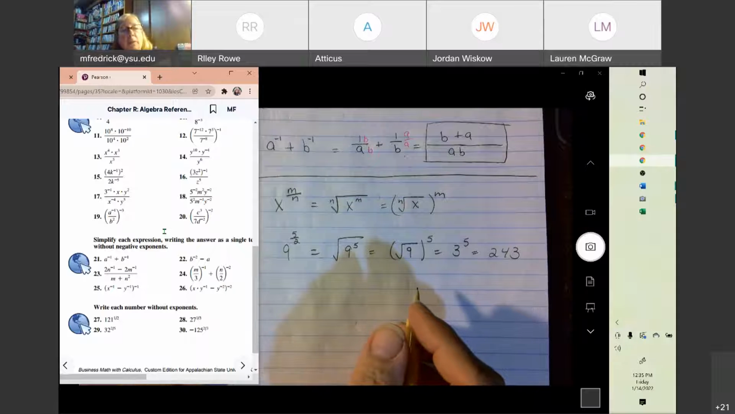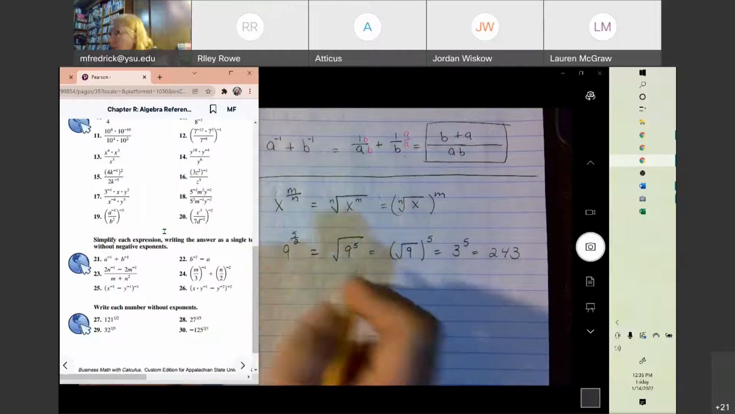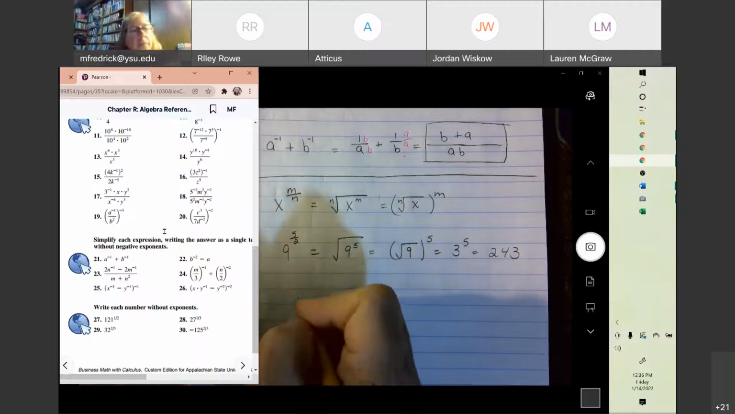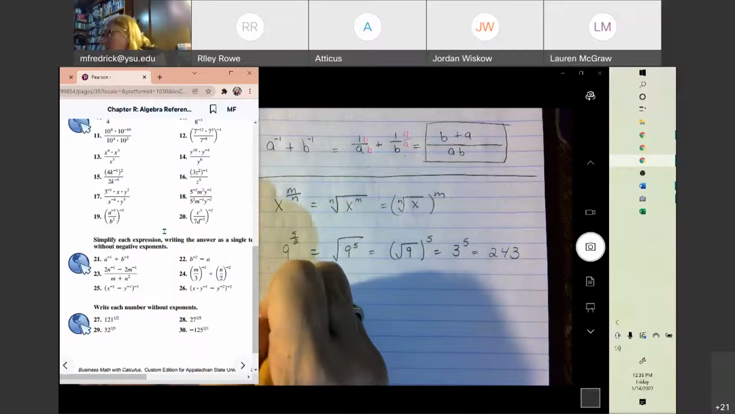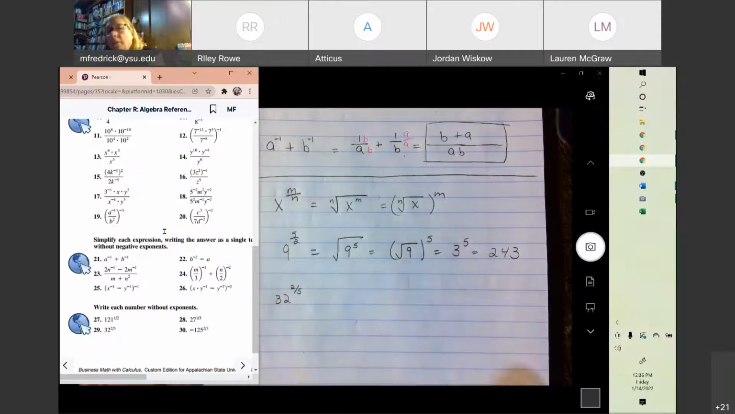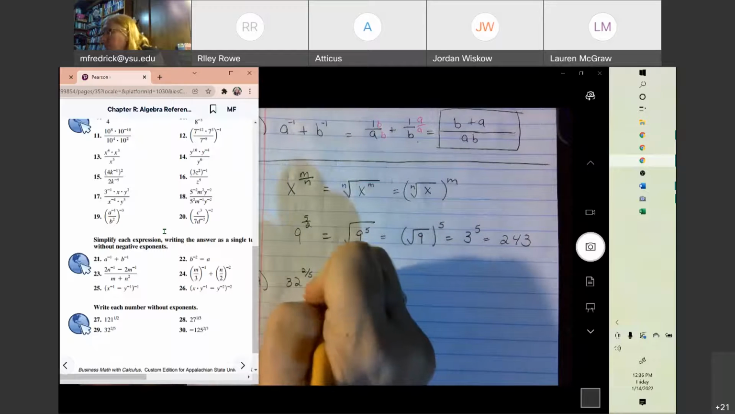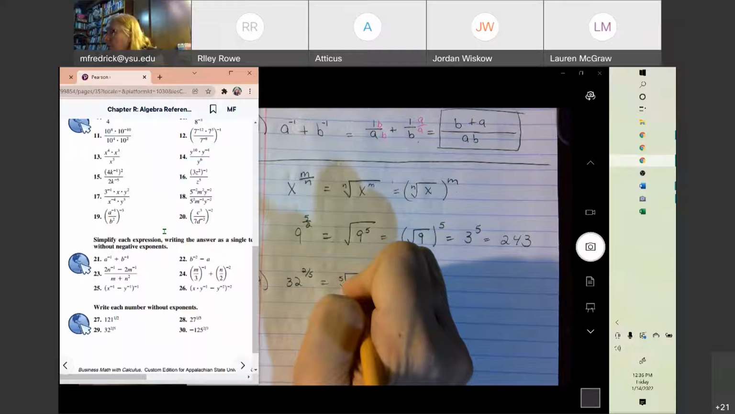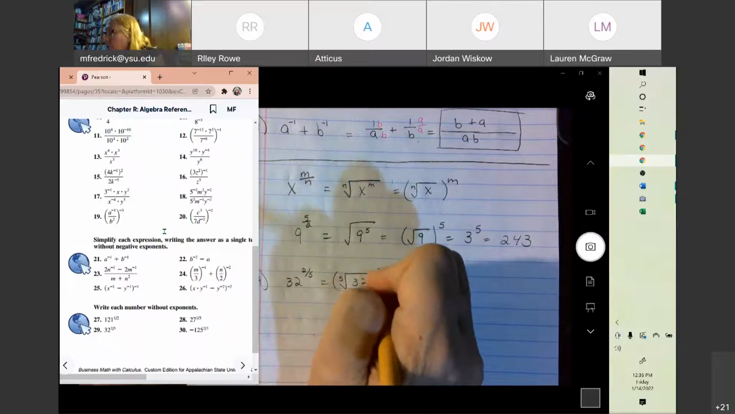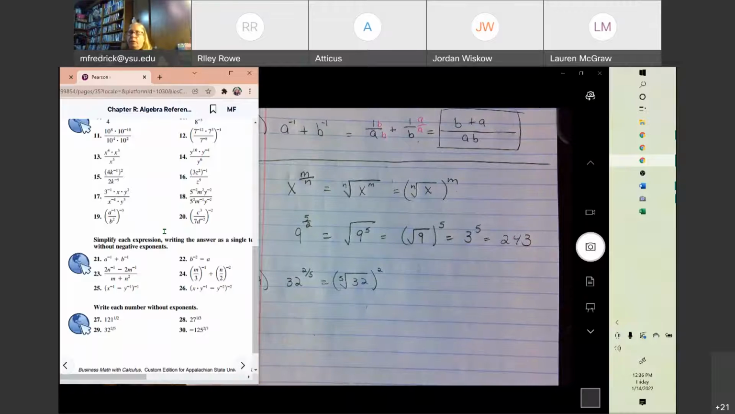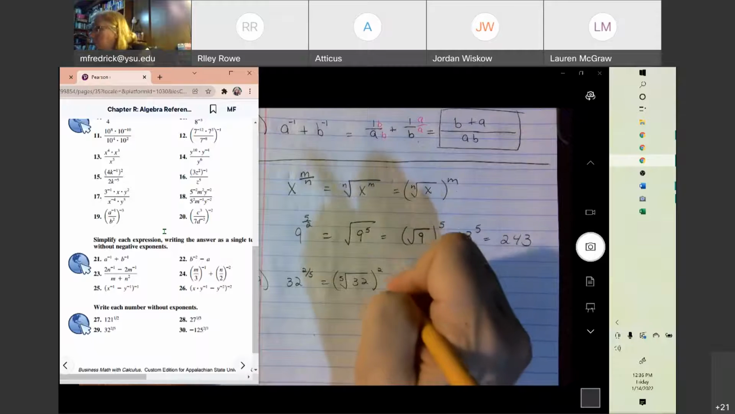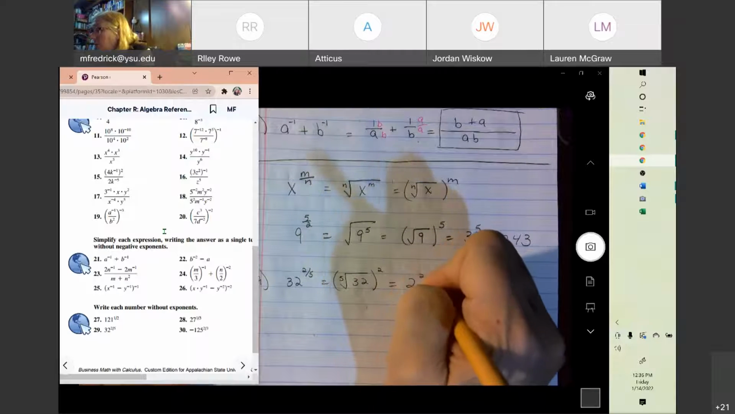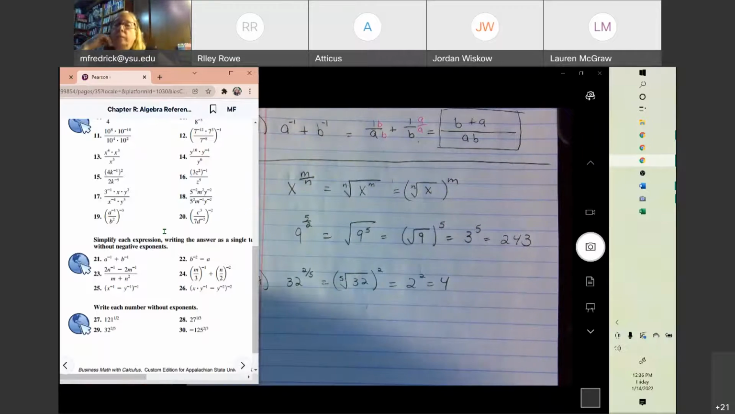So number 29. We have 32 to the 2/5. So that would be the 5th root of 32 squared. 32 is 2 to the 5th. So the 5th root of it is 2. And 2 squared is 4. Any questions on that?